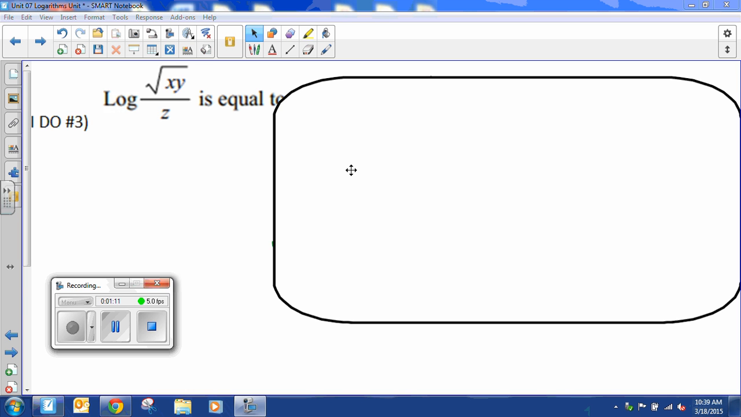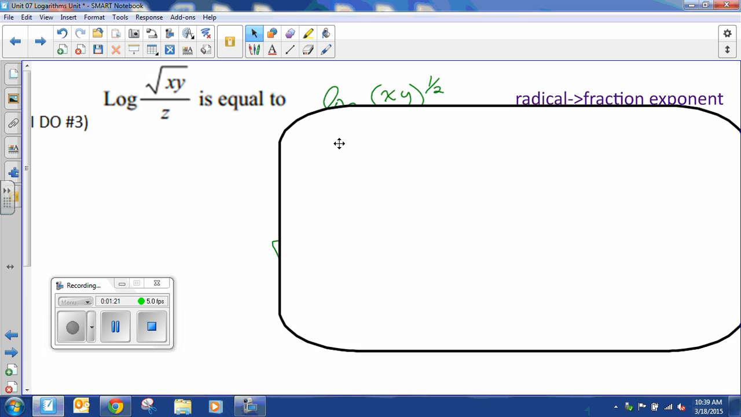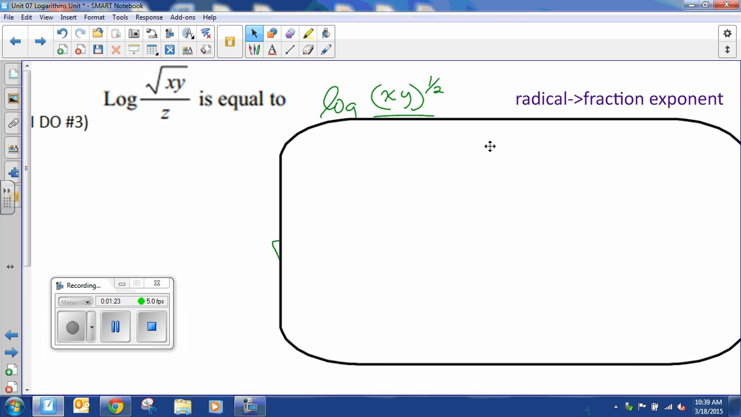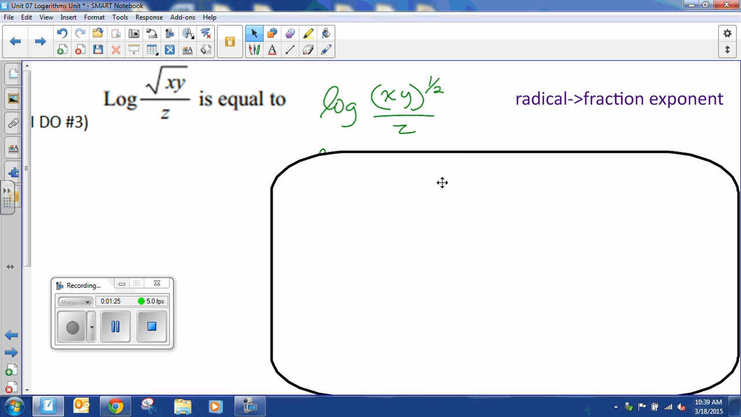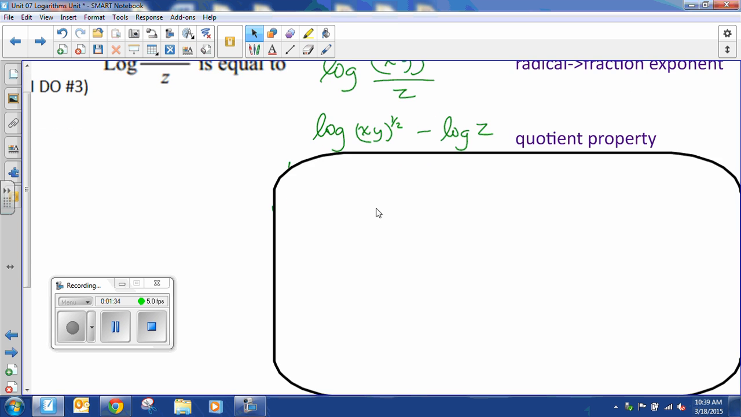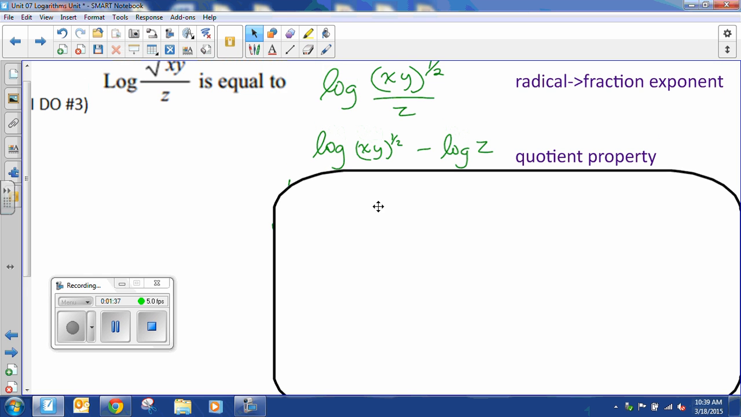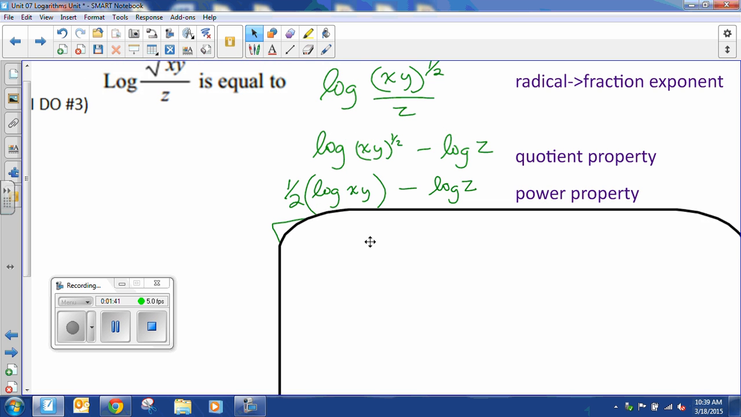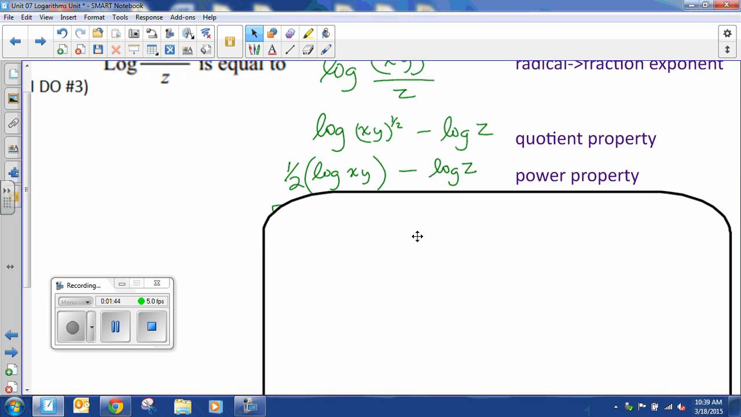Here's one that's similar to the previous one, except it's in a fraction. So again, we are expanding this, and we have log radical xy over z. First thing is to rewrite the radical as a fractional exponent. And then we can apply the quotient property, log of xy to the 1/2 minus log of z. And then we can handle the 1/2 power, bring it down as the coefficient. That's the power property.